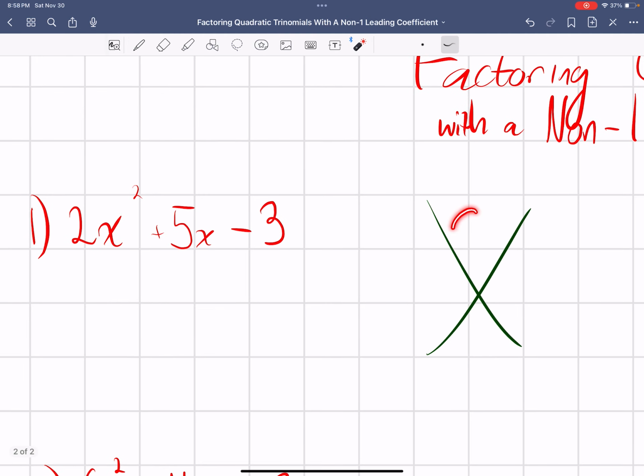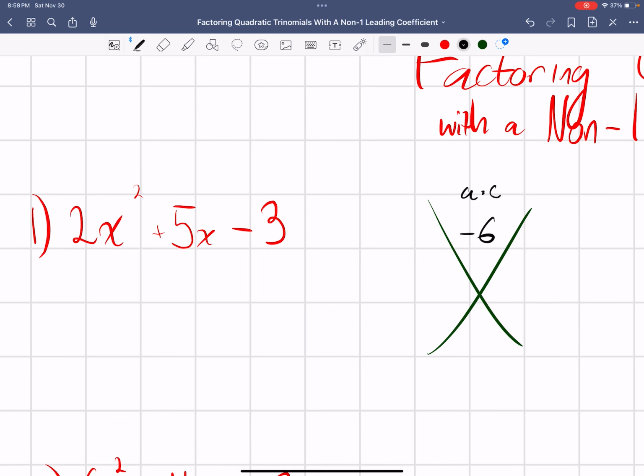Now on the top, we're going to take the first term, 2x squared, and take the coefficient of that term, which is a, right? So in this case, a is 2, and we're going to multiply it by the last term, c, which is -3. So on the top here, again, we'll put a times c. And so that's 2 times -3, which is -6. On the bottom, we're going to simply put b, which is 5.